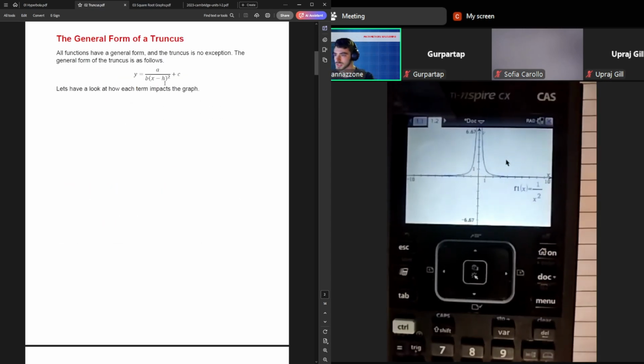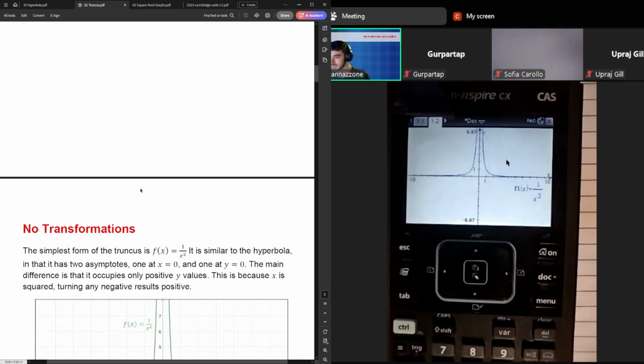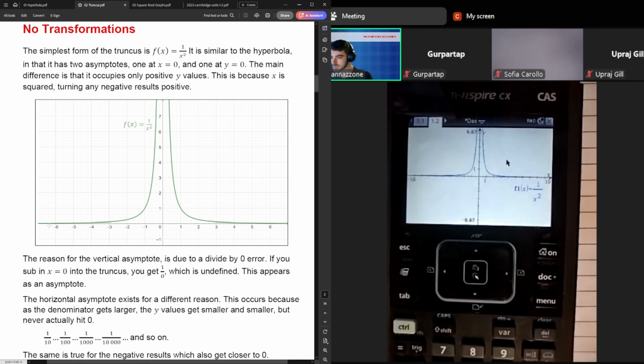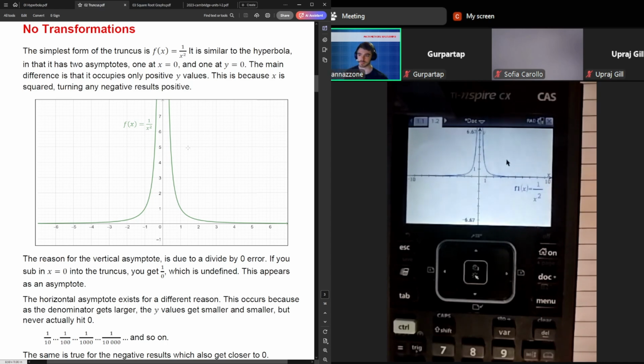Okay, truncus, I already gave a bit of a sneak peek there. You'll notice it looks very similar to the hyperbola. Only major difference is that now you're squaring that bottom bit. And so you've seen this shape before. Effectively, all you've really done here is take all the negative part of your hyperbola and flip it vertically, because now when you square a negative, you no longer have a negative anymore. It's now going to be only positive.